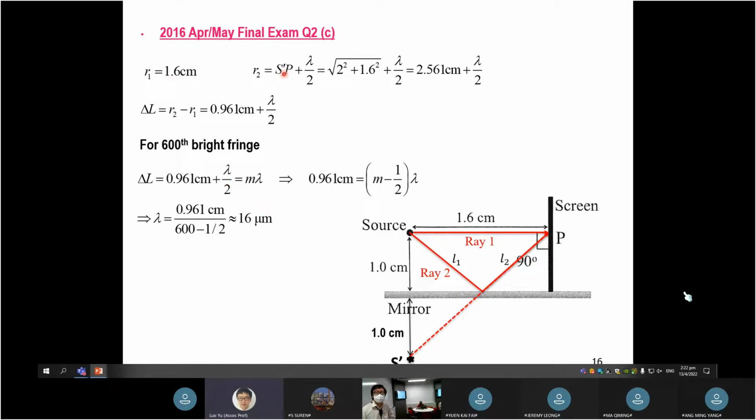Calculating R1 as the distance S to P is 1 mark. R2 equals S prime P is also worth 1 mark. Plus half lambda is another mark. And then the final one is the final mark. This is how the 5 marks are constituted. Yes, any question?